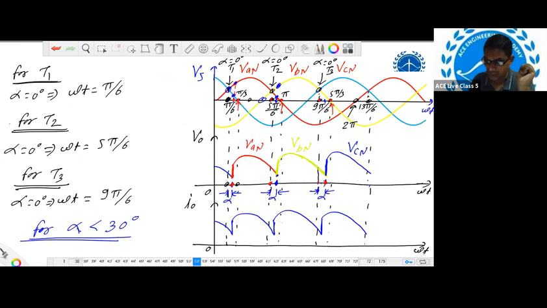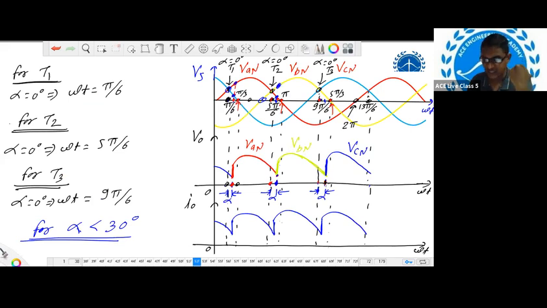This will continue till the instant we apply the gate pulse to thyristor T3. We're applying the gate pulse to thyristor T3 at this instant. So before that, in the output we will be getting VBN only.